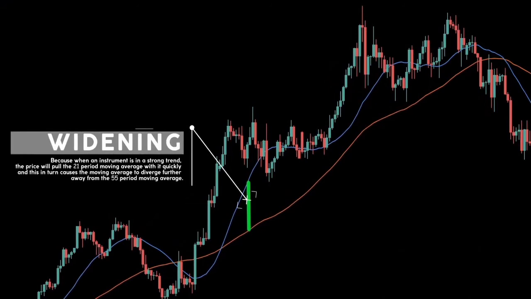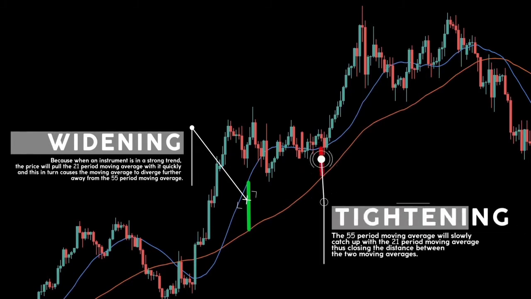Why? Because when an instrument is in a strong trend, the price will pull the 21-period moving average with it quickly, and this in turn causes the moving average to diverge further away from the 55-period moving average. This is what I call widening. Now as price pulls back or makes a retracement, the 55-period moving average will slowly catch up with the 21-period moving average, thus closing the distance between the two moving averages. This is what I call tightening. What I want is for price to bounce off this zone and break out into a trend.